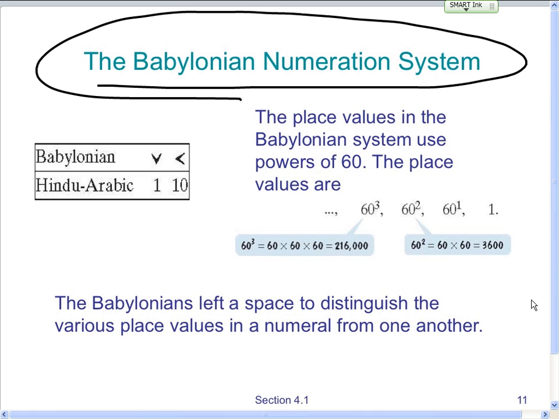Okay, I am back. This is section 4.1. We're going to continue on with part 2. Let's talk about the Babylonian numeration system.